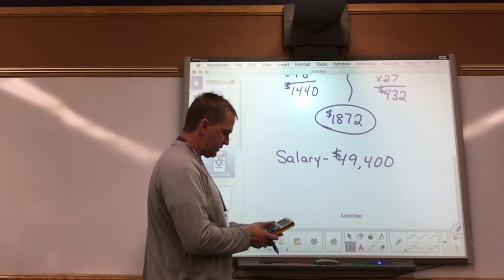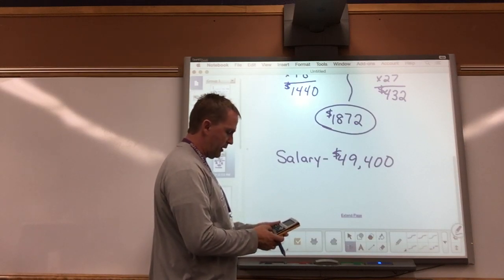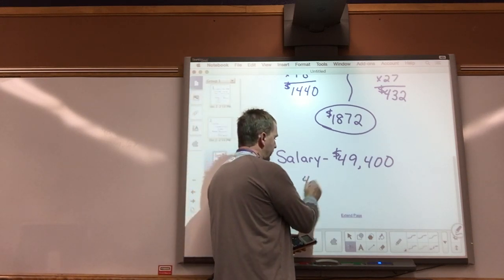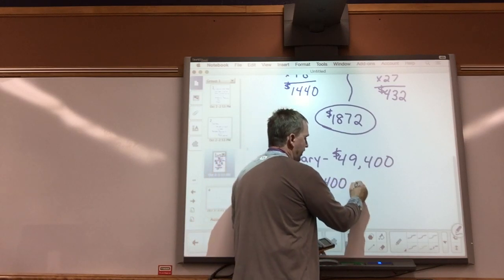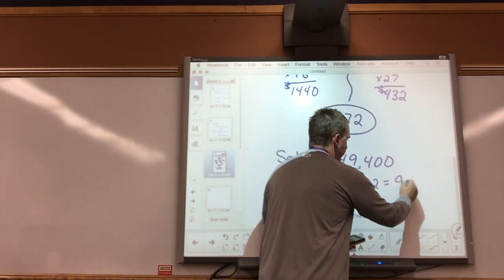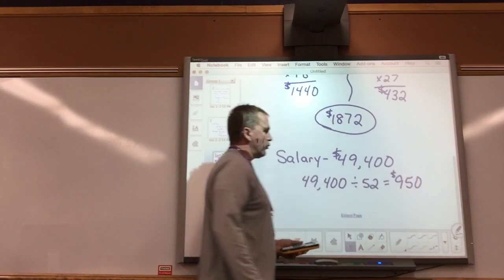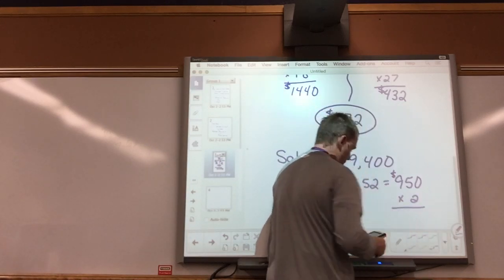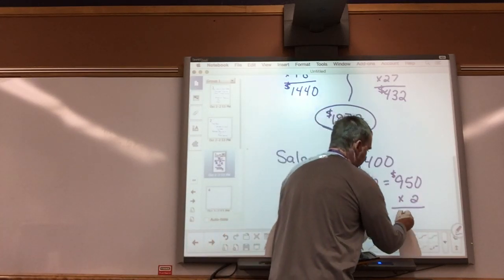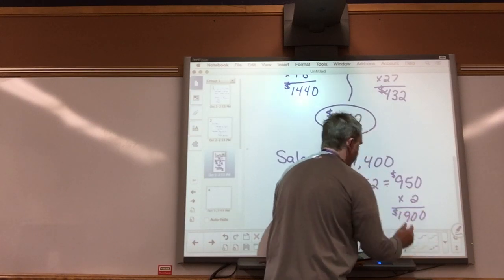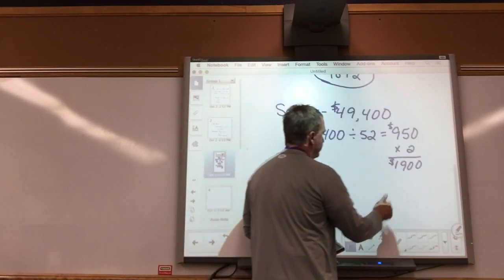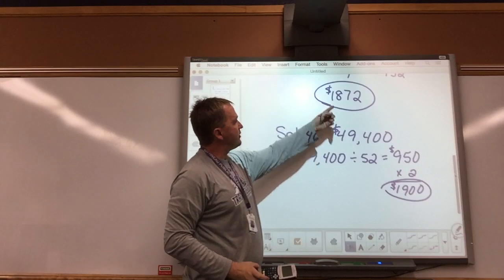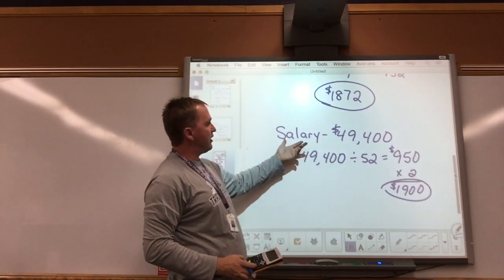So what I'd like to do in this case is take the $49,400 and divide that by 52. We'll assume 52 weeks in a year. So when I take $49,400 and I divide by 52, I get $950. That's for 1 week because I divided by 52. If I then multiply that by 2, simply going times 2, I have an answer of $1,900.